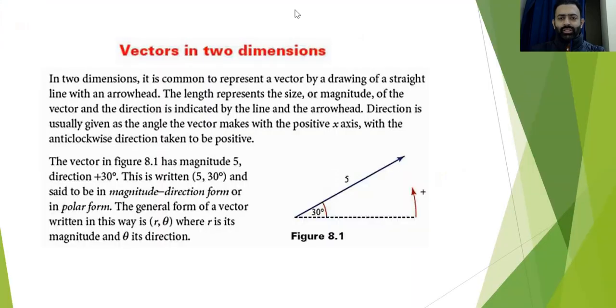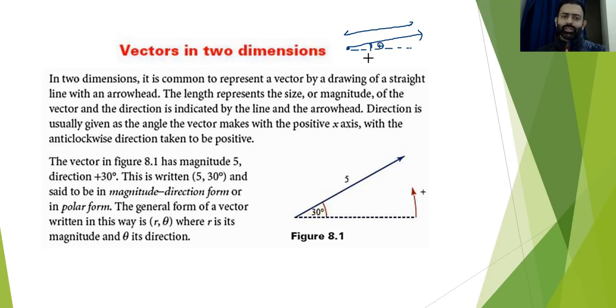So there is a basic definition: first we are dealing with vectors in two dimensions, meaning vectors in a plane. In two dimensions it is common to represent a vector by drawing a straight line with an arrowhead. If I draw a vector like this, and this is the starting point, then the length of this arrow is the magnitude, the size of that vector, and the direction is measured by the angle this vector makes with the positive direction of the x-axis.